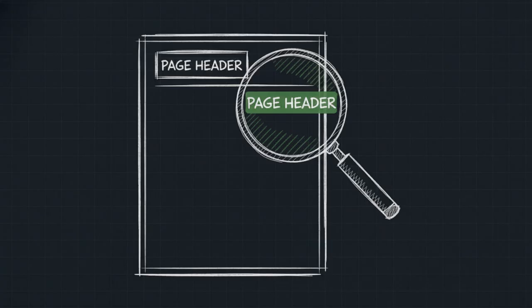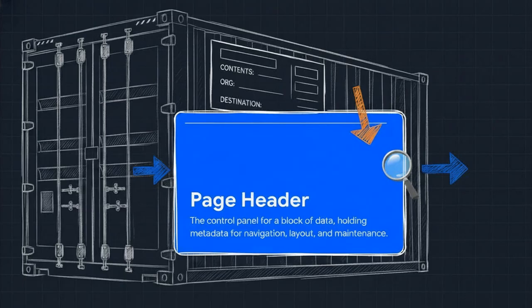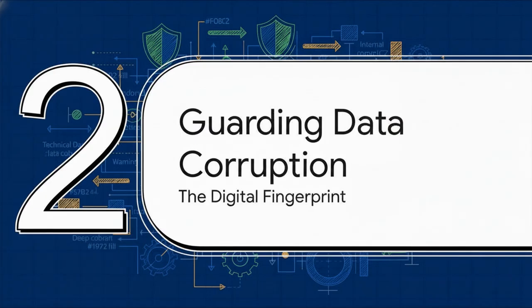Now, this is where things get really interesting. Inside each and every one of those pages, there's a small but absolutely critical section that holds the key to its reliability, the page header. Think of a data page like a big shipping container. The header, well, that's its shipping label. It tells you everything you need to know about what's inside, how it's packed, and where it's supposed to be. It's the control panel for that whole block of data.